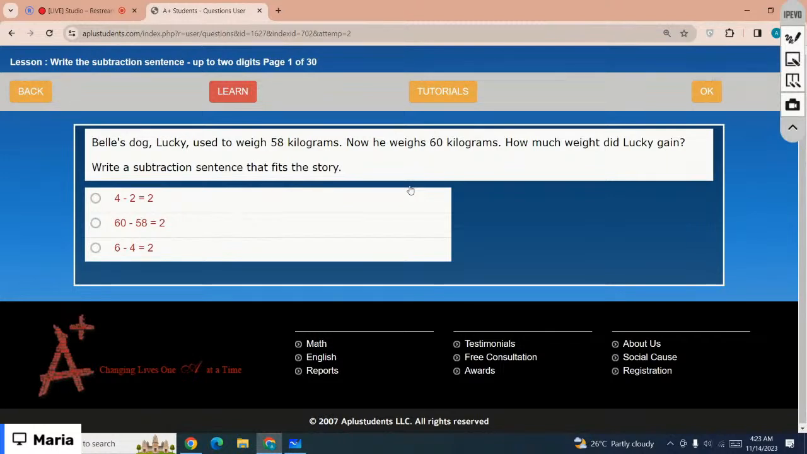So the correct option is, just look at the numbers involved in the word problem. They are 60 and 58. So the correct option is 60 minus 58 equals 2. Option number 2 is the correct option.